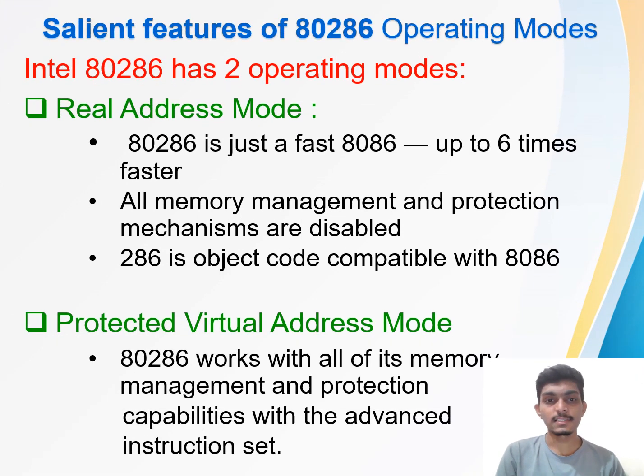Intel 80286 has two operating modes: real address mode and protected virtual address mode. In real address mode, the 80286 is just a fast 8086 microprocessor, up to 6 times faster. All memory management and protection mechanisms are disabled. The 286 is object code compatible with the 8086. In protected mode, the 80286 works with all of its memory management and protection capabilities with an advanced instruction set.